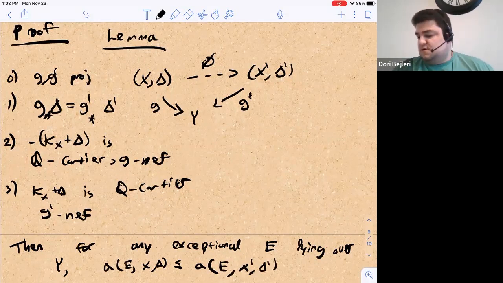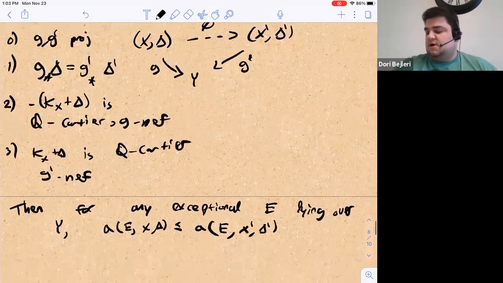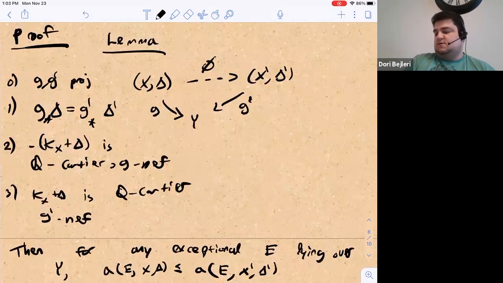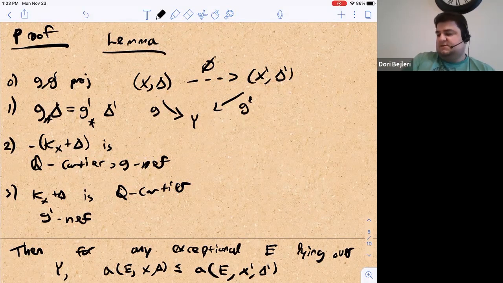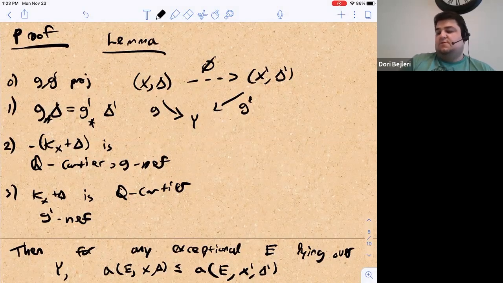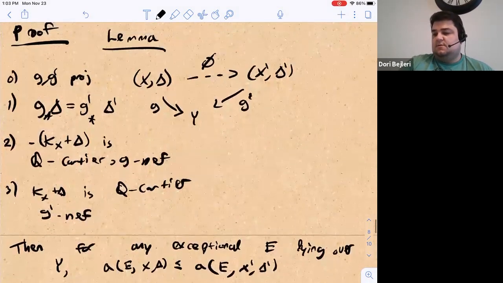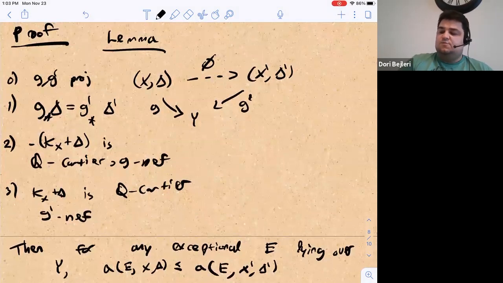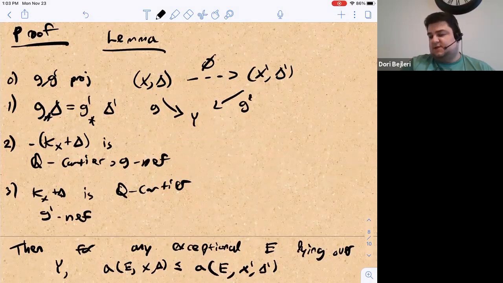And then moreover, if we assume something slightly stronger, so here the assumptions are definitely weaker than we need. We're only assuming nefness for both g and g prime. In the case that phi is a flip, then both these will be ample. In the case that we have a divisorial extremal contraction, then g prime will be the identity, and g will be the extremal contraction, and g will equal phi. And then again, in 2, we'll have that minus (K_X plus Delta) is g-ample.